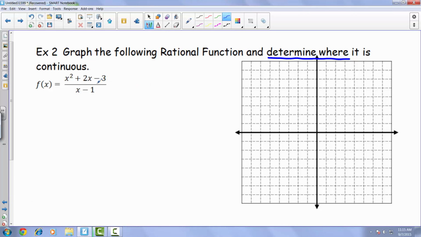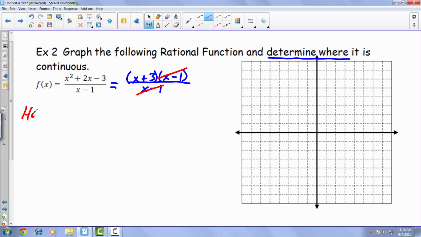Now, just looking at the top and the bottom, it looks like we can go ahead and factor out our top. So when we do that, we have x plus 3 times x minus 1 all over x minus 1. And we notice that our x minus 1s can end up canceling out with one another. So as a result of that, we'll actually end up with a hole instead of a vertical asymptote.